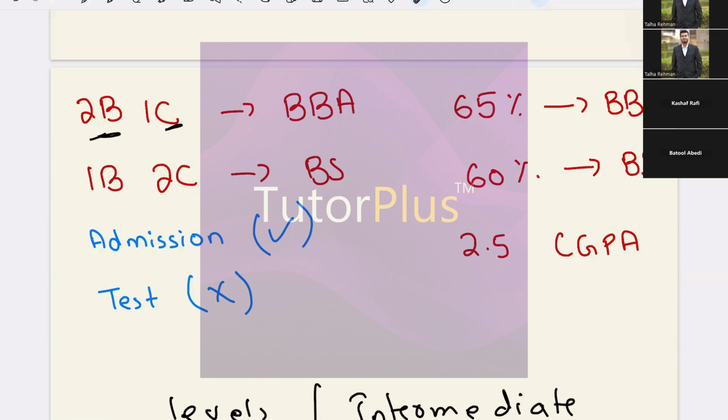IBA and LUMS are both very well aware of when the results are coming out. The percentage requirement for LUMS, however, is 70%, whereas the grade requirement is the same for A levels, 2B1C.